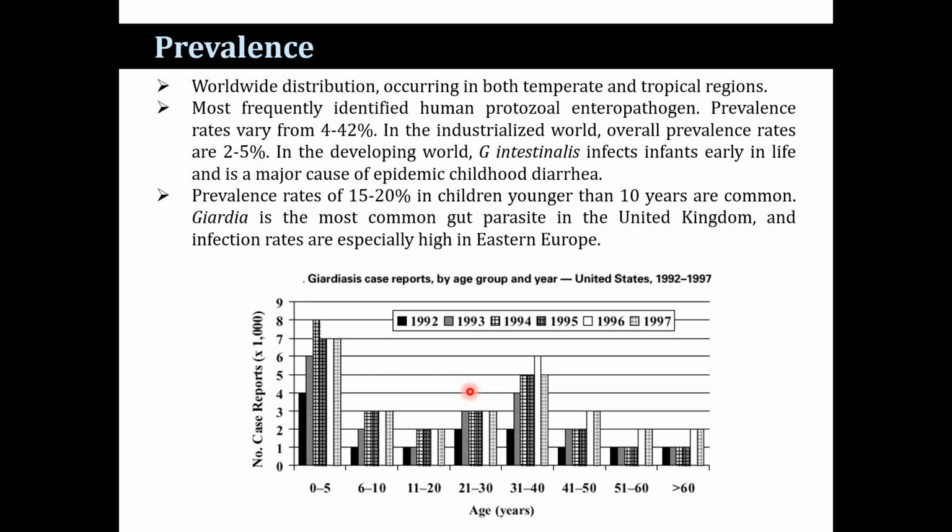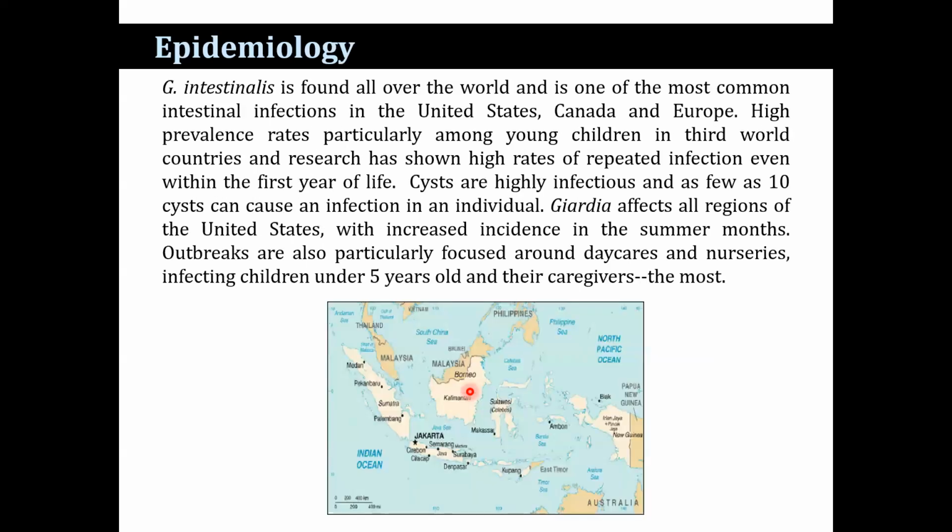Giardia is the most common gut parasite in the United Kingdom, and infection rates are especially high in Eastern Europe. Giardia intestinalis is found all over the world and is one of the most common intestinal infections in the United States, Canada, and Europe. Giardia intestinalis has high prevalence rates, particularly among young children in third world countries, and research has shown high rates of repeated infection even within the first year of life.